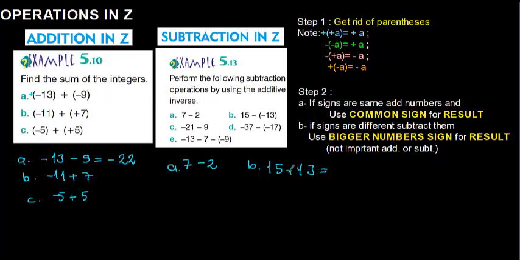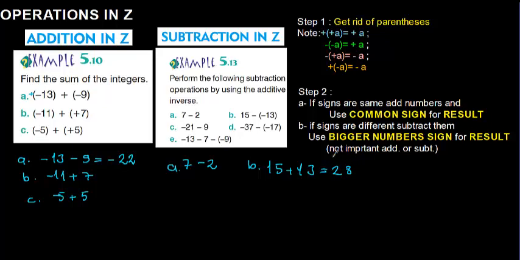The second one is plus and plus. Before the 15 we have a plus sign, but it is not written. For the first term, if there is a plus, it's not written. We know that this is plus and plus, so the signs are the same and we are going to add them. And the result is going to be 28.